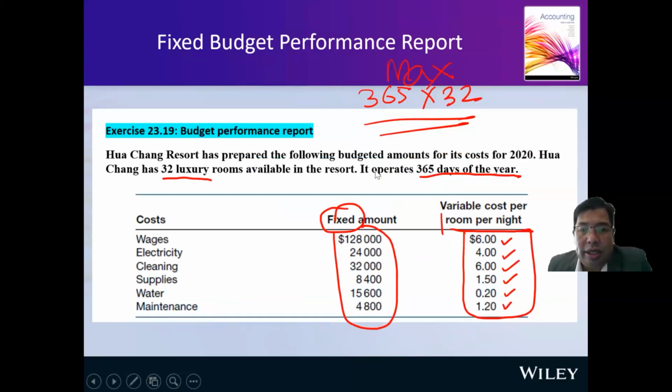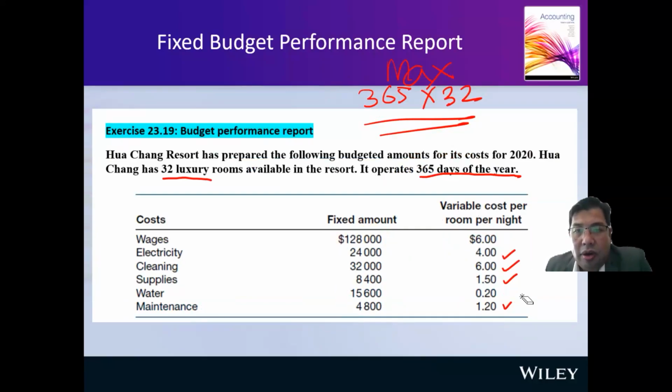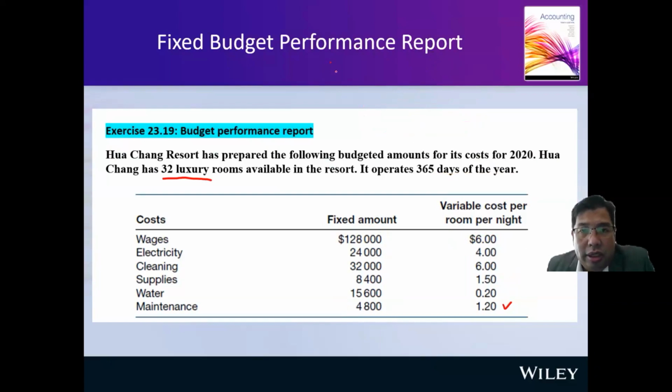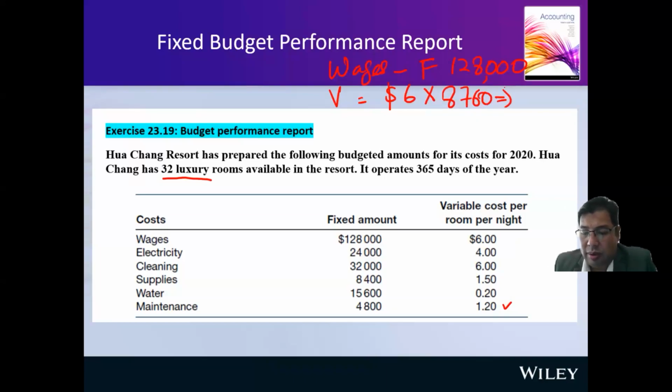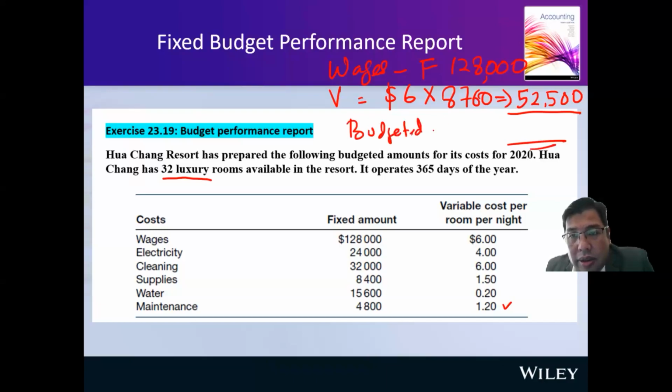So if your cost for wages, the fixed element is 128,000. The variable element will be $6 multiplied by 8760. If you multiply by 6, this gives you 52,500. So your total budgeted wages is equal to 180,500. How did I get this number?